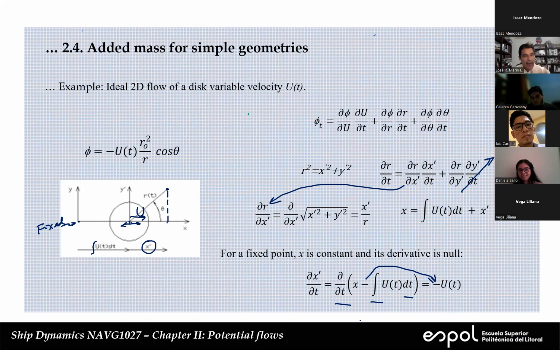Okay, so we have all of this expression. We're going to replace in our final equation. How much is dφ/du, people? How much is dφ/du? Mr. Delgado, how much is dφ/du?